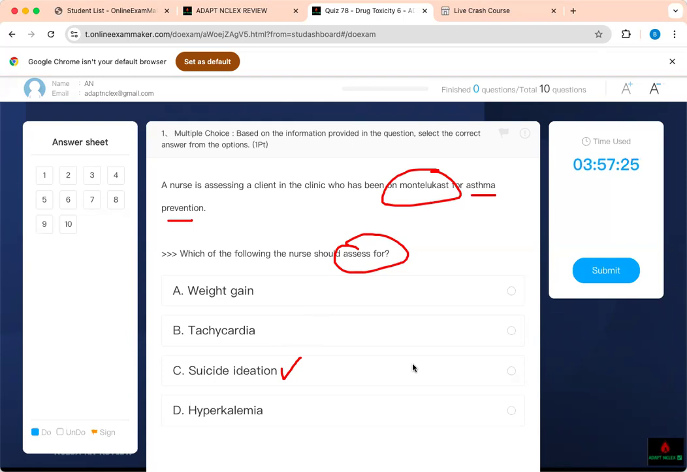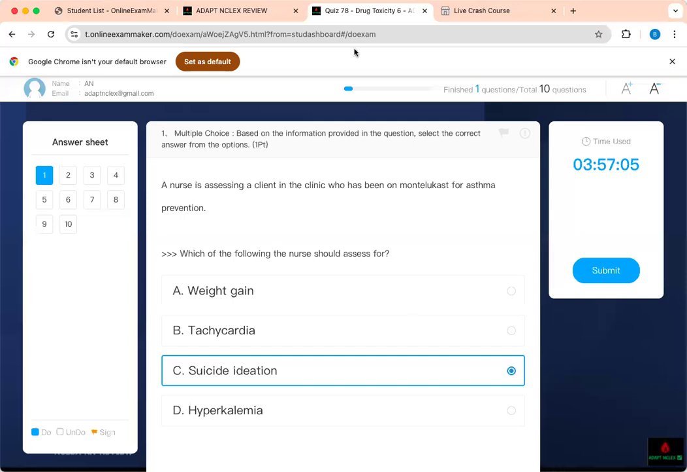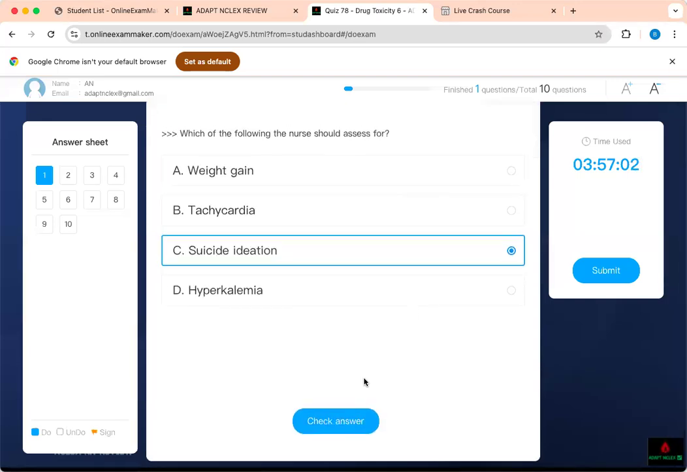This is straightforward content you have to know when the NCLEX asks you about Montelukast. You see that they're going to ask you it's used for maintenance, long-term therapy, but you got to watch for suicide, especially in kids. So this is what the nurse should monitor for. Suicide ideation, okay? So that's number one.